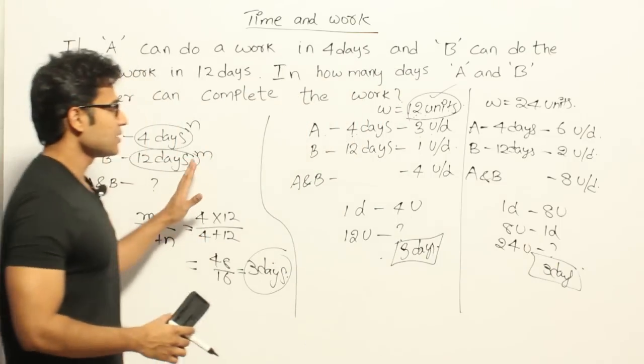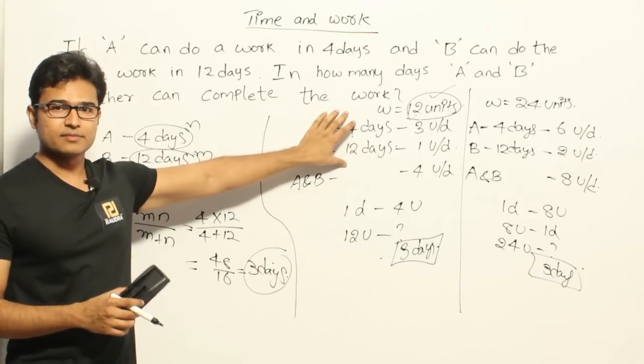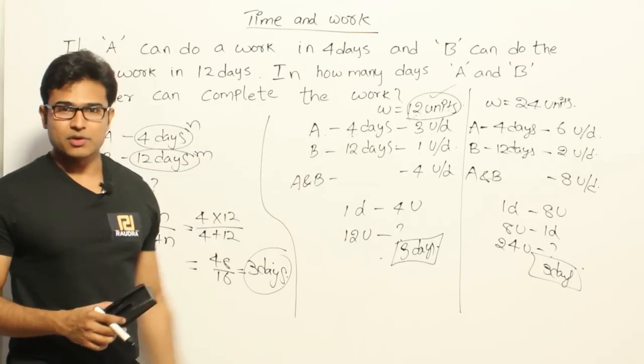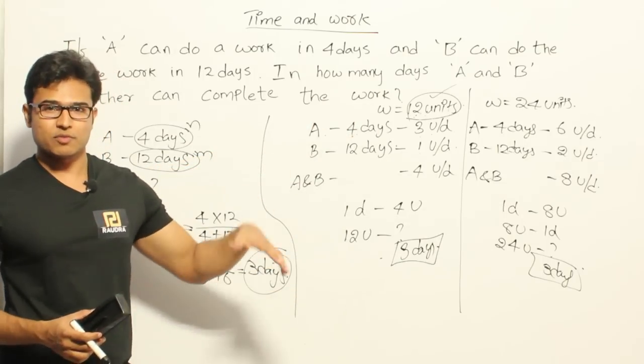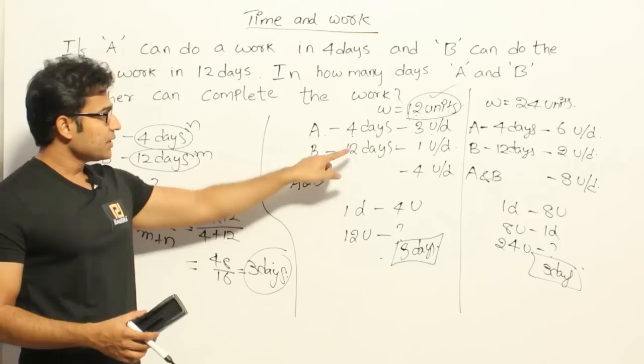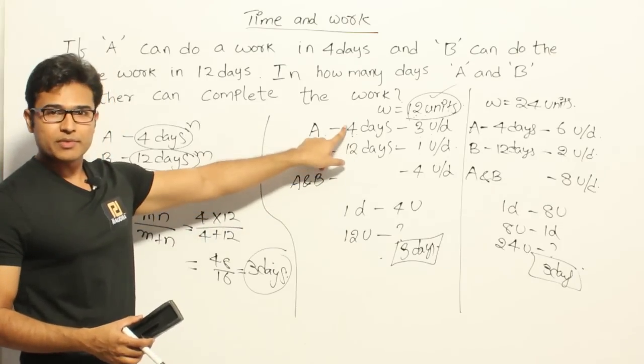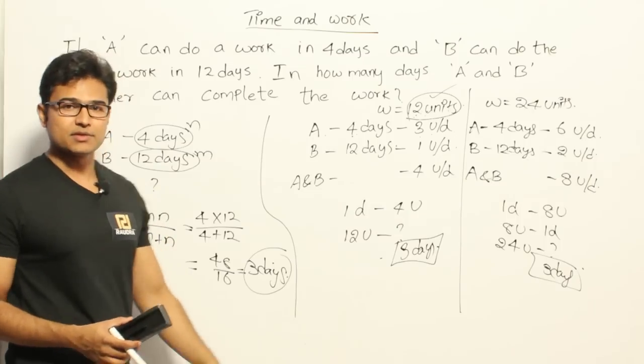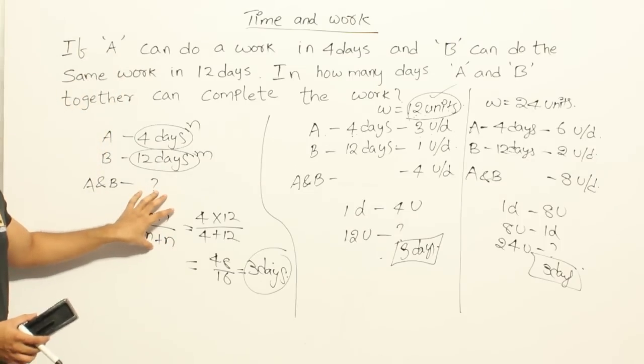So my suggestion is that whenever such a question is given, don't worry about finding the LCM. Whatever number comes to your mind, you can go with that. The only thing is to see that it is a multiple of these two numbers. Then you can always solve questions like this. You need not even remember this formula. Okay.